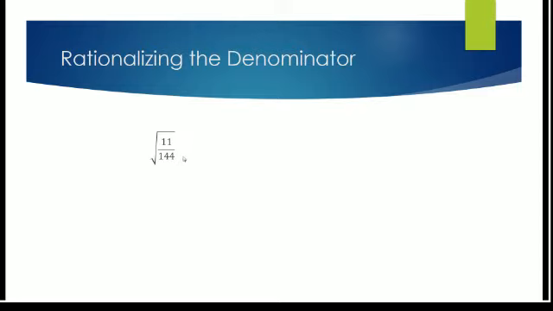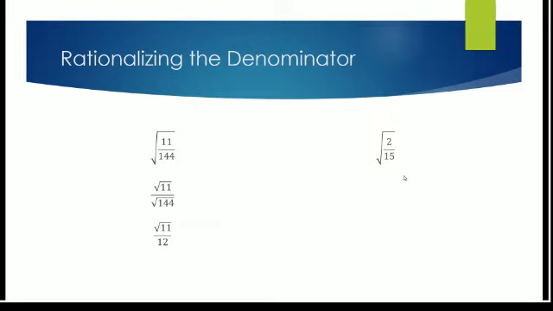For example, this fraction, the square root of 11 over 144. Division is just a fancy type of multiplication, so we can split this square root up over the fraction. Now the top, square root of 11, is not going to simplify, but the square root of 144, we know it's just 12. So that's nice. The denominator rationalized itself just because the bottom was a perfect square. Won't always be that nice.